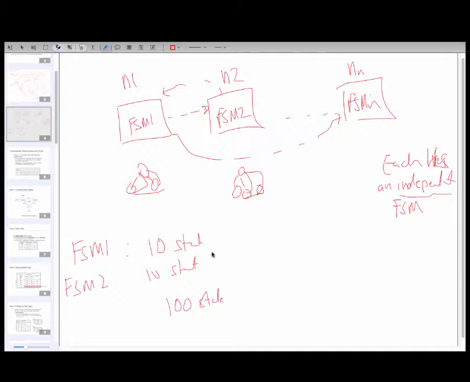And all of these things deep down are interacting with each other, sending messages to each other, or talking to some sort of a data path. So many different FSMs could be designed and they're independently observing things. So let's take an example.